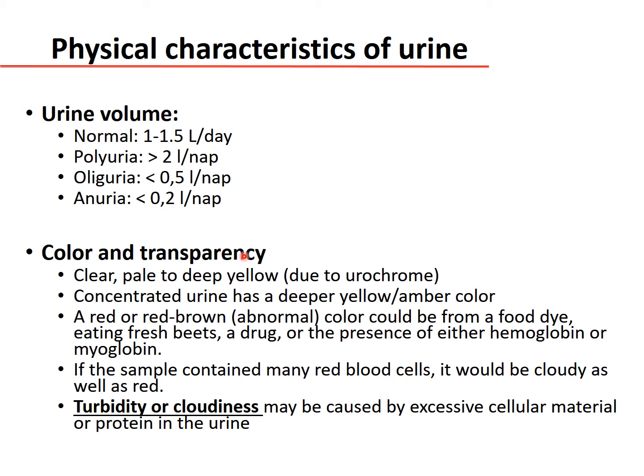The color and transparency. It's clear, pale to deep yellow depending on the hydration. This is due to the urochrome. The concentrated urine has a deeper yellow amber color. Red or red-brown abnormal color could be from food dye, eating fresh beets, drugs, or the presence of either hemoglobin or myoglobin. If the sample contained many red blood cells, it would be cloudy as well as red. Turbidity or cloudiness may be caused by excessive cellular material or protein in the urine.